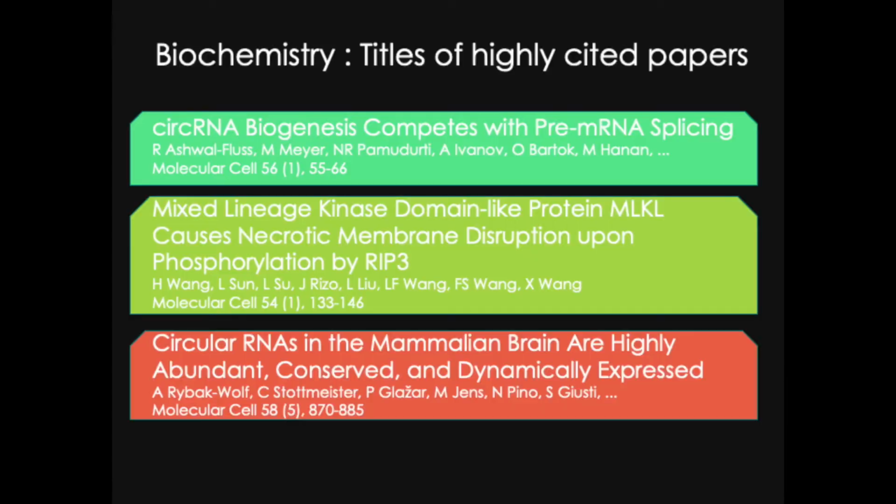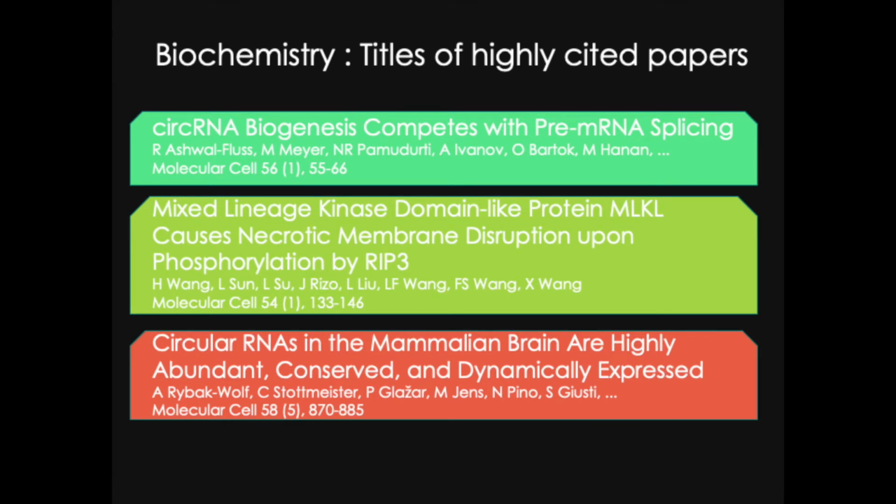Let's look at some titles from biochemistry. circRNA biogenesis competes with pre-mRNA splicing. What type of title is that? That is a declarative title, right? It's a complete sentence and it's telling a result. The next one, mixed lineage kinase domain-like protein MLKL causes necrotic membrane disruption upon phosphorylation by RIP3. Again, that is a declarative title or an indicative title. Full sentence with the result.